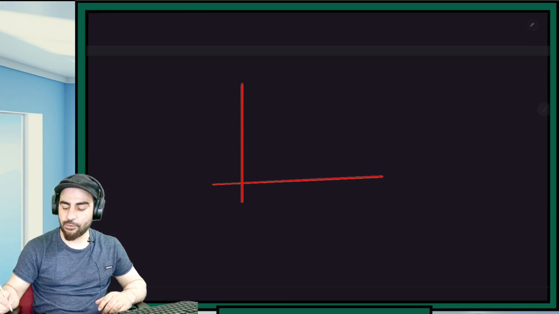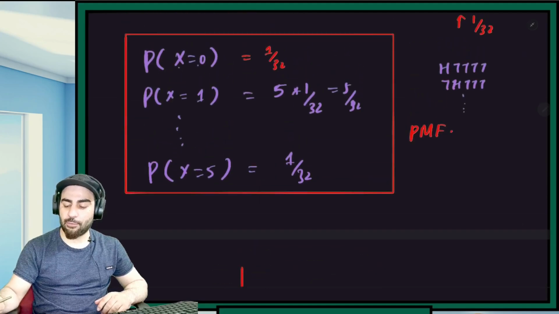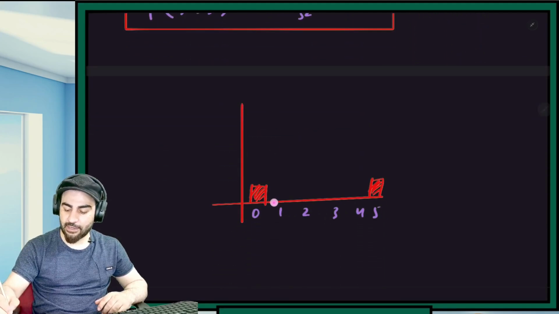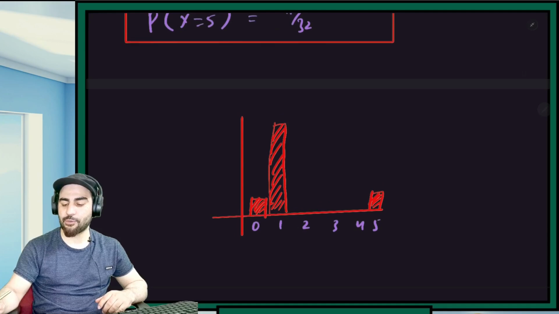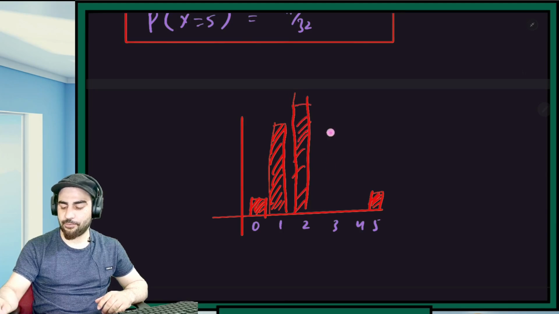Here we had values 0, 1, 2, 3, 4, and 5. For 0 you had some probability of this sort, and for 5 you also had the same probability, and for 1 you had probability 5 by 32, so 5 times this. Similarly, for 4 you will have some bar over here, say 2 times this, something of this sort. Let's say 3 is even, I'm making these randomly, but you got the point.